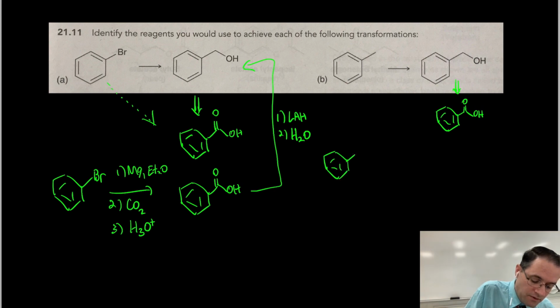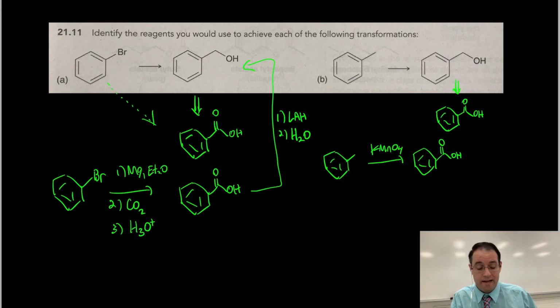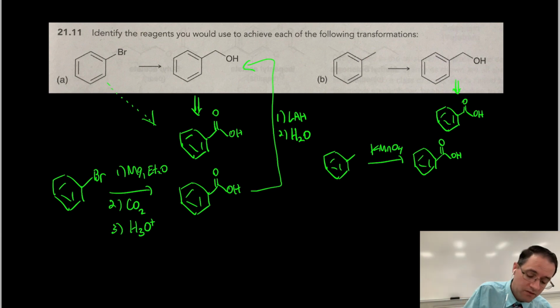We take toluene. We treat this with potassium permanganate to give benzoic acid. That's like a 3 or 4 hour lab. We don't do this in the class because it just takes so many hours. And then what you do is you reduce this once again with LAH and water.